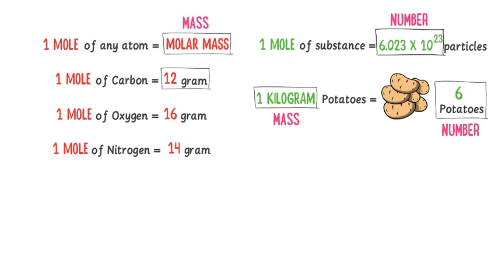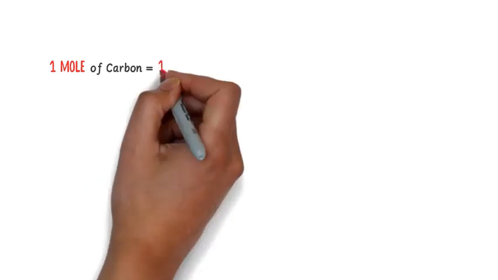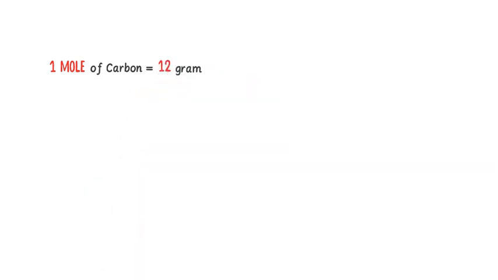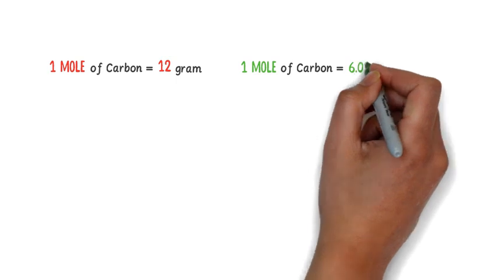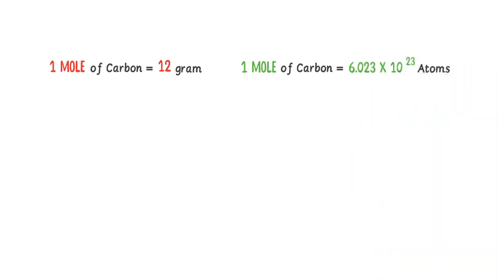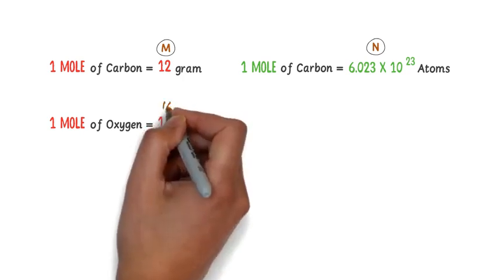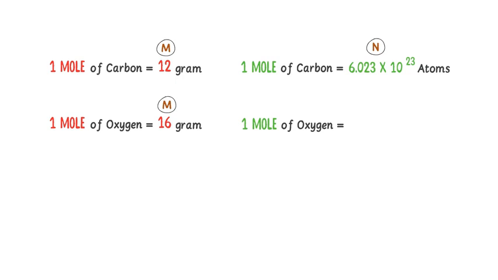To summarize the mole concept, we can say that 1 mole of carbon atom is equal to 12 grams. Secondly, in 1 mole of carbon, there are 6.023 × 10^23 atoms of carbon present. So we say that this is the mass M relationship and this is the number N relationship. Secondly, 1 mole of oxygen atom is equal to 16 grams. This is the M relationship. 1 mole of oxygen atom contains 6.023 × 10^23 atoms of oxygen. This is the N relationship.